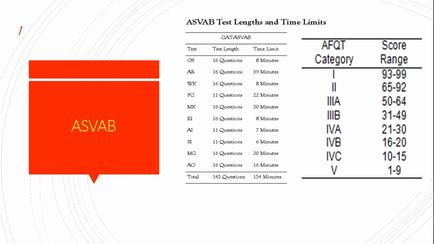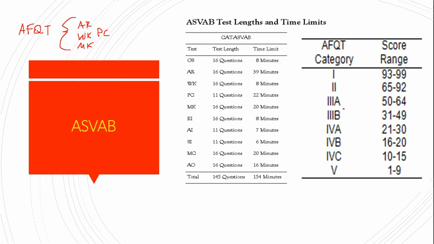More specifically, the AFQT score is determined by 4 subtests. It's determined by your arithmetic reasoning subtest, your word knowledge subtest, your math knowledge subtest, and your paragraph comprehension subtest. In other words, these 4 subtests are put in a formula and you're given a percentile rank based on how well you did on these sections.